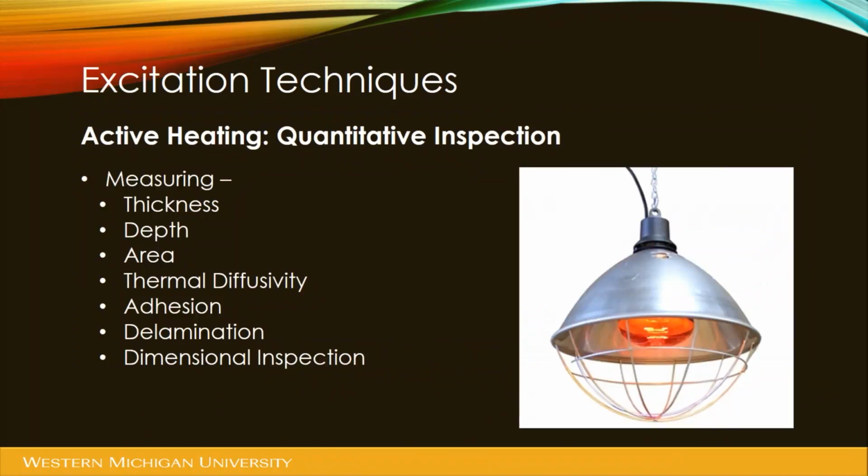So active heating, quantitative, some of the things you can do, even measuring things like thickness, depth, and area. The big one here is area. Right? We're going to look at the area of damage. That's the most common way this is used. Thermal diffusivity, differences in it for things like adhesion, delamination. Oftentimes, adhesion, delamination, we can see that if we have a composite that's been damaged. You have delamination taking place. But it can also be used during the repair to see, did you properly bond your repair in place?